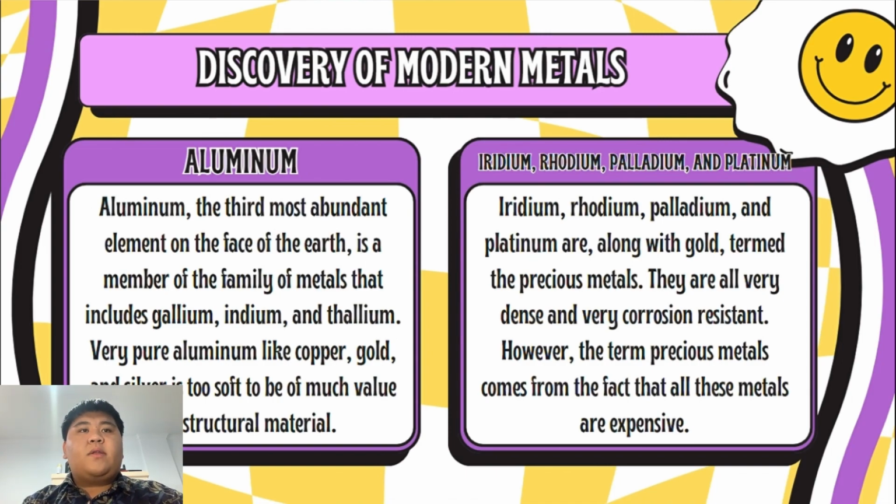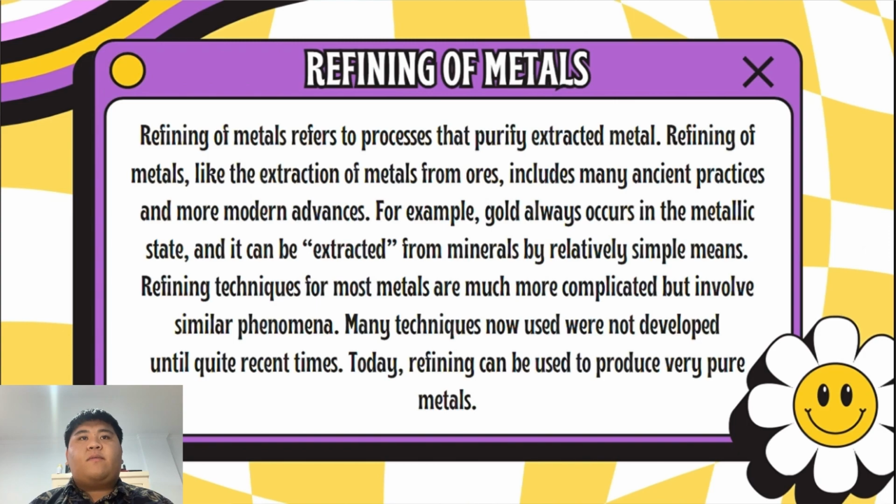Iridium, rhodium, palladium, and platinum are, along with gold, termed the precious metals. They are all very dense and very corrosion resistant. However, the term precious metals comes from the fact that all these metals are expensive. And the last one is refining of metals.